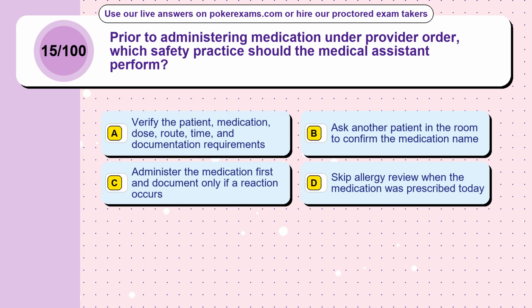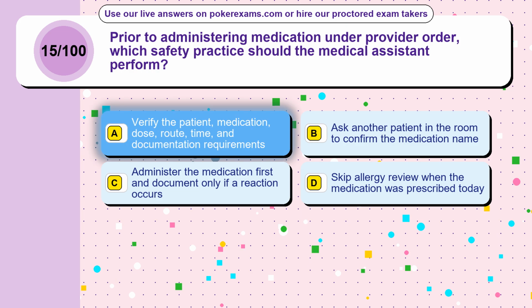Question 15. Prior to administering medication under provider order, which safety practice should the medical assistant perform? Option A, verify the patient, medication, dose, route, time, and documentation requirements. Option B, ask another patient in the room to confirm the medication name. Option C, administer the medication first and document only if a reaction occurs. Option D, skip allergy review when the medication was prescribed today.